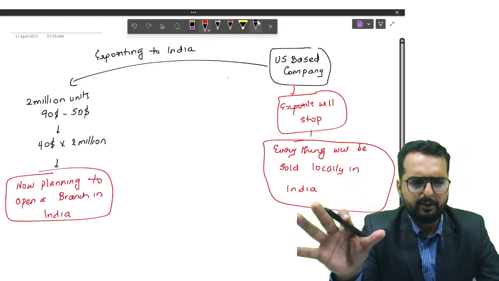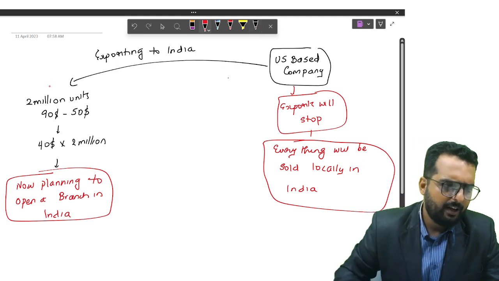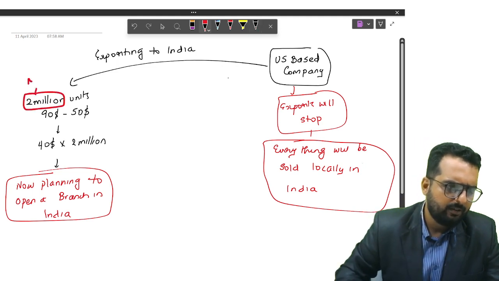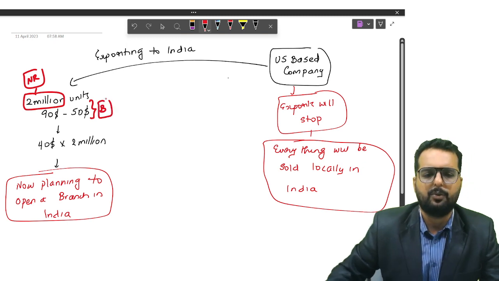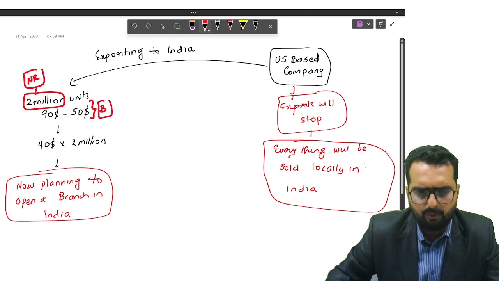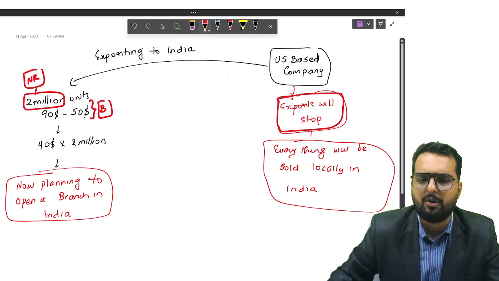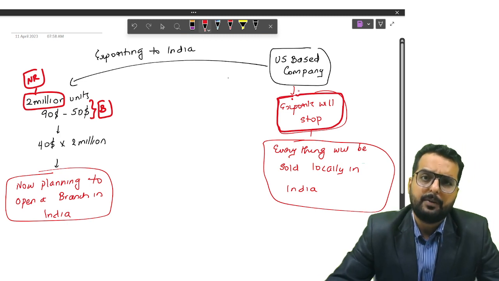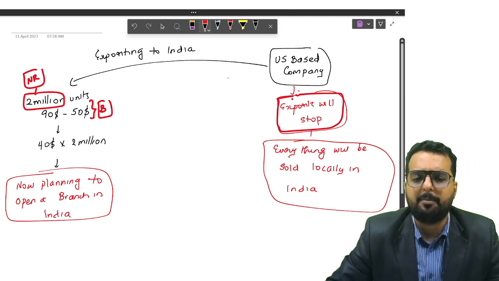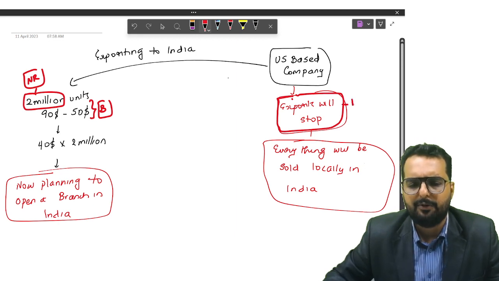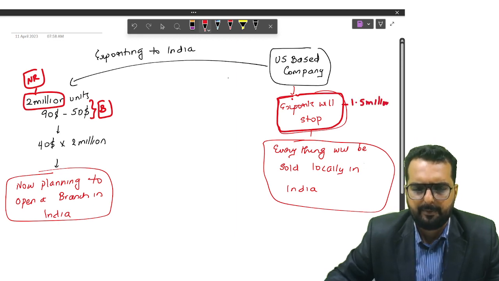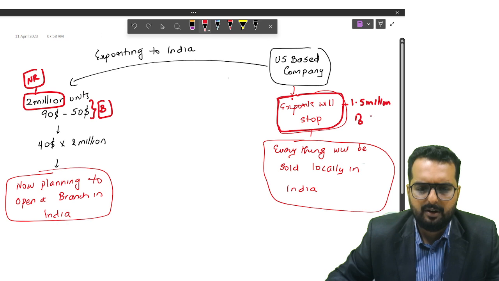Now we'll recall this US based company exporting to India. Now this $2 million is not relevant. Okay, this is coming as in between cash flow. All right, the moment you do this, what will happen? Export will stop. Earlier, how much was the export? 2 million. Now the export has come down to how much? 1.5 million, if the Indian branch is not opened, correct?